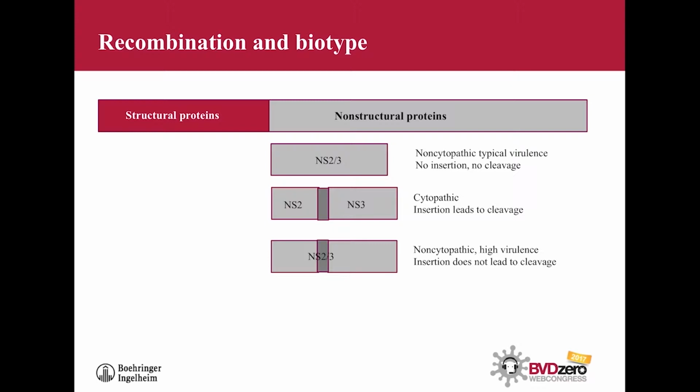But insertion doesn't always result in the cleavage of this protein. There are times when the insertion doesn't result in cleavage, and in some cases results in a much more virulent virus. So as I talked before about the virulent biotype, the virulent viruses have an insertion into the NS23 region, but it doesn't cause a cleavage of the protein. But somehow it changes the interaction of that protein with the immune system in a way that allows it to have a bigger effect on the immune system to, in essence, do more damage.